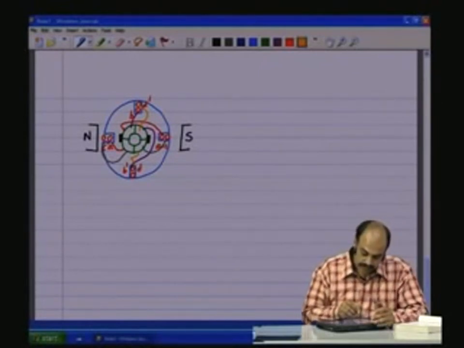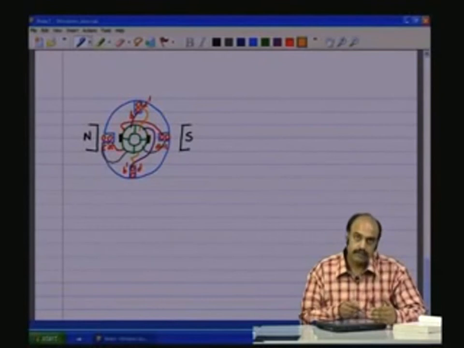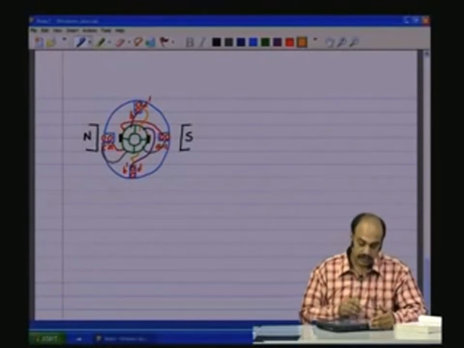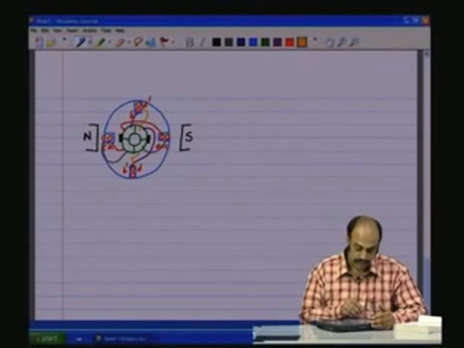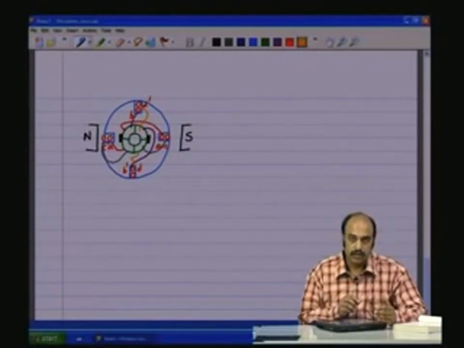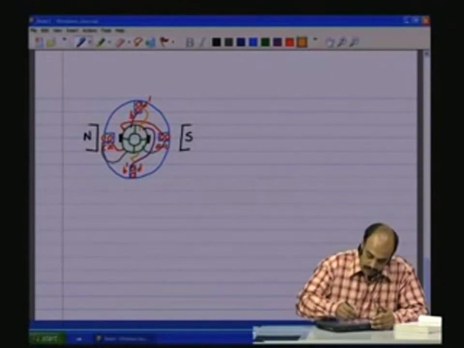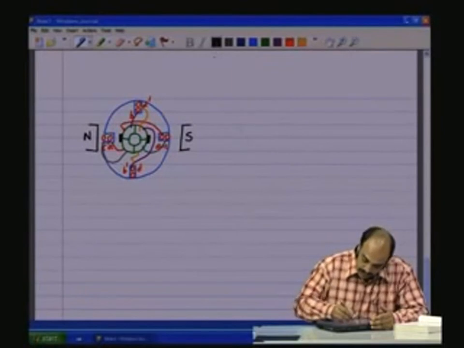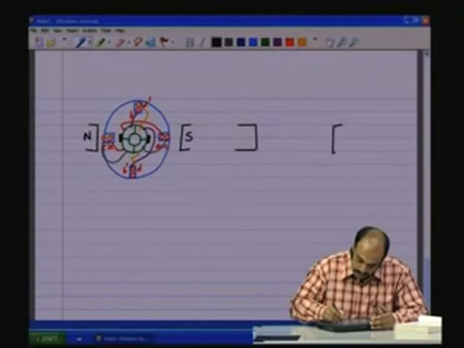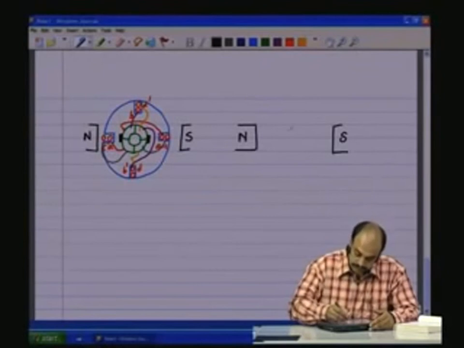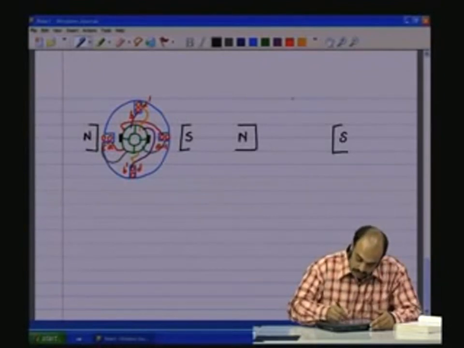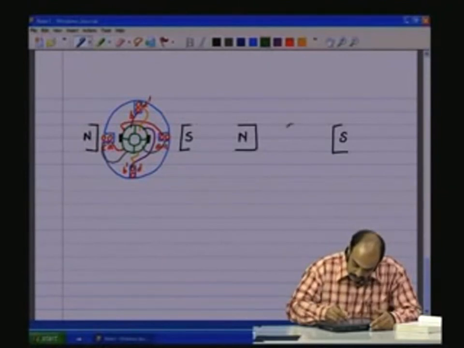Now, this particular way of drawing the circuit is still difficult to understand, but this is how it would look when you cut open the motor. Let us redraw this slightly so that it becomes more understandable from the circuit point of view. Now, let us have the commutator.